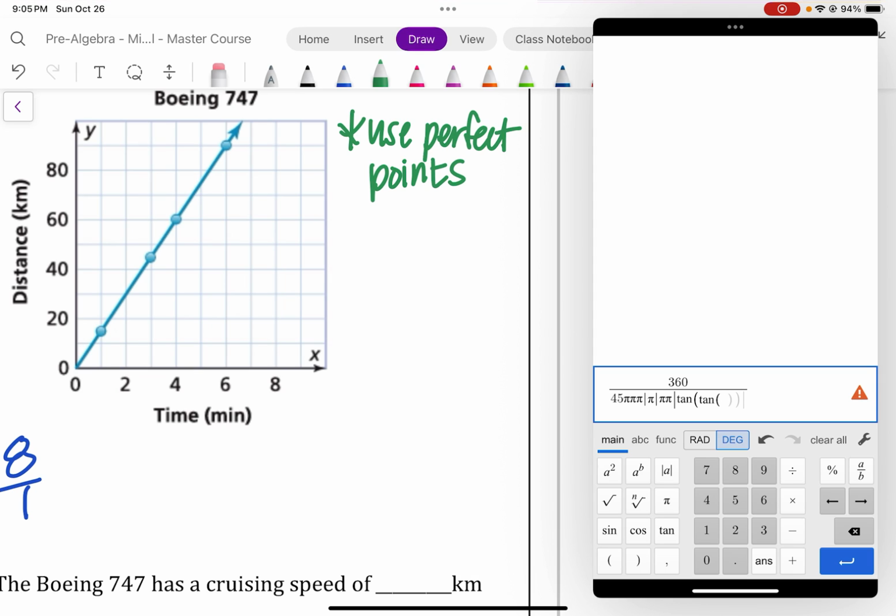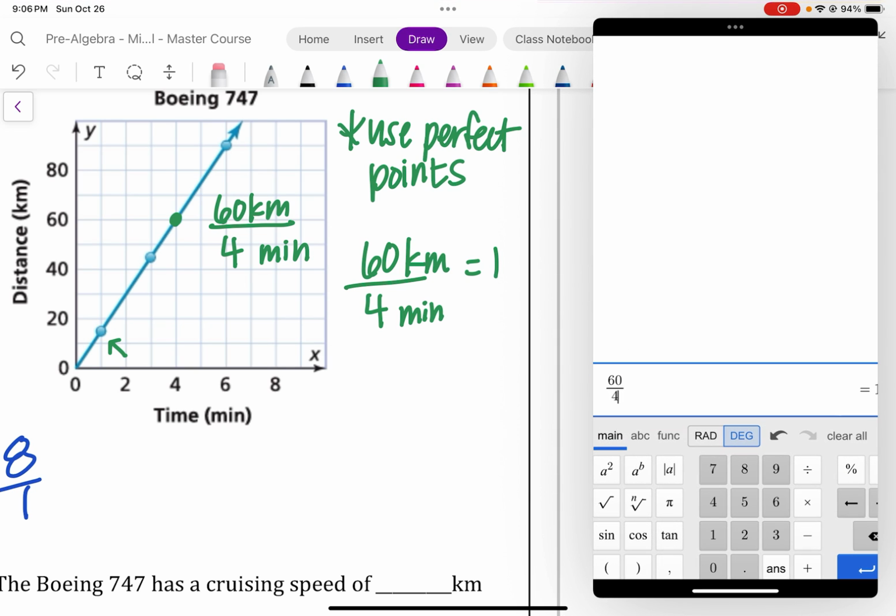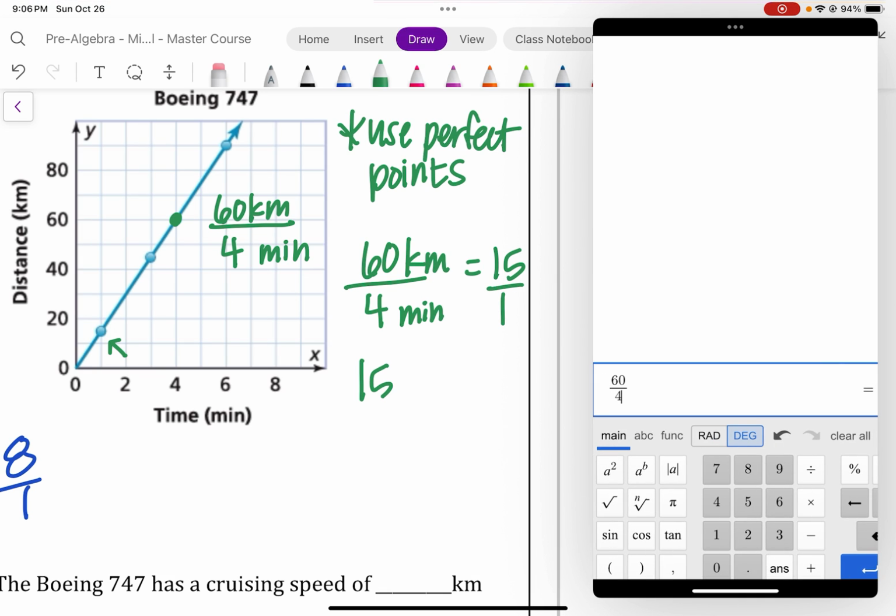So that first dot on the graph, not great. The second one, not great. But here I can see at this point, I've gone 60 kilometers. And I've done that in a total of 4 minutes. So 60 kilometers every 4 minutes simplifies down to be, 60 divided by 4 is 15 over 1. So that's 15 kilometers every 1 minute.